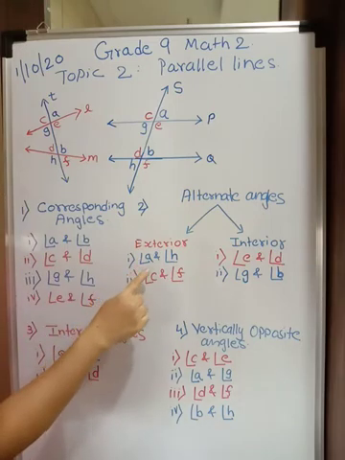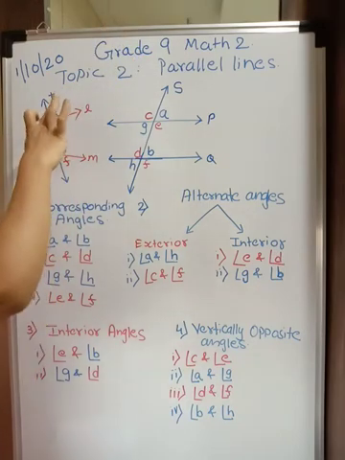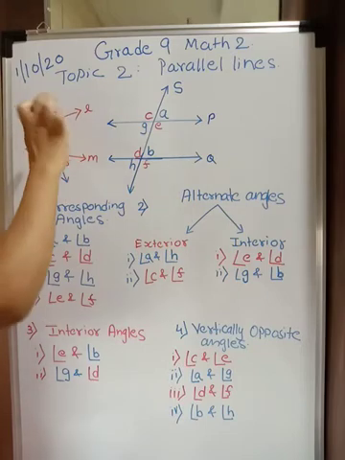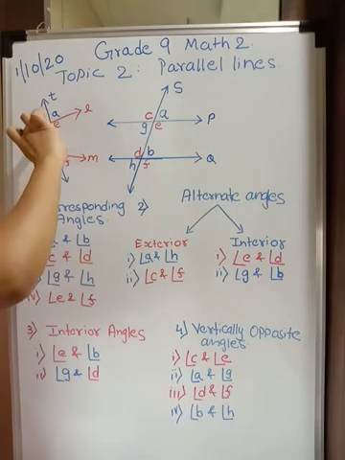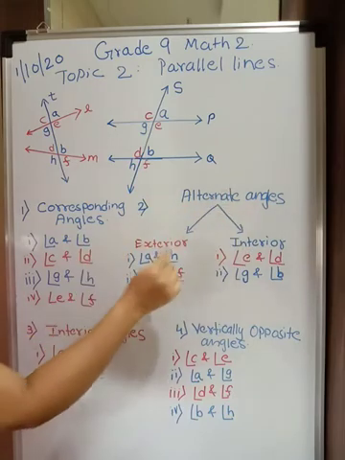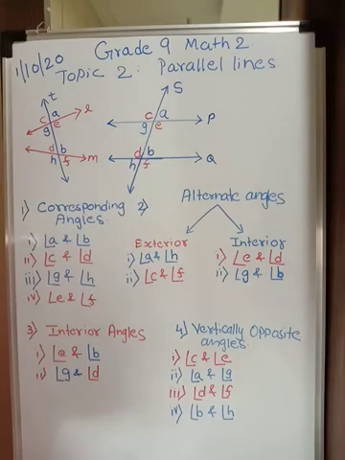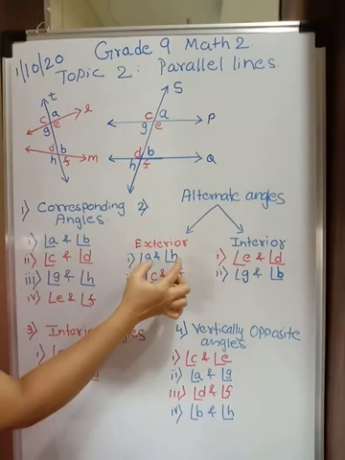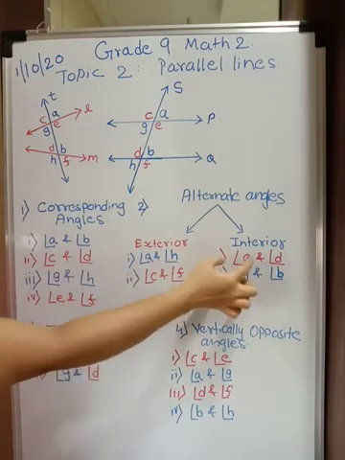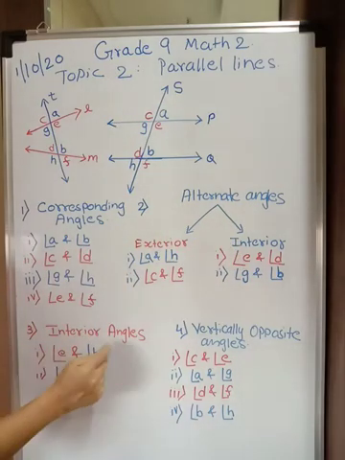Angle A and angle H. You can see A is at this side and H is at this side. So these two are one pair, exterior. This is another pair, C and F. Interior: E, D and G, B. These are alternate interior angles. For alternate angles, one angle is on one side, another angle is on another side. So like this you have 4 pairs of alternate angles, of which 2 are exterior and 2 are interior.